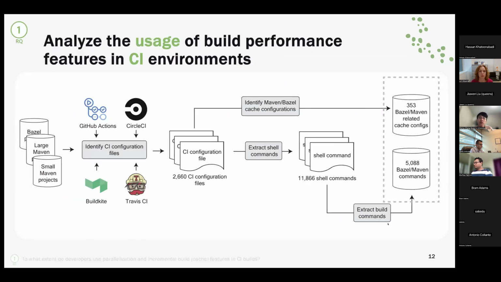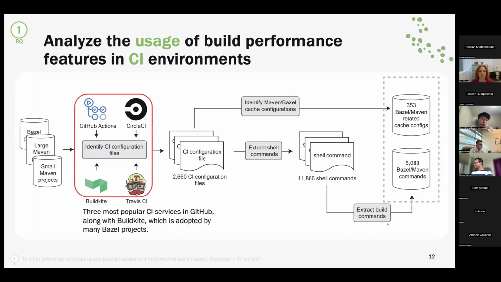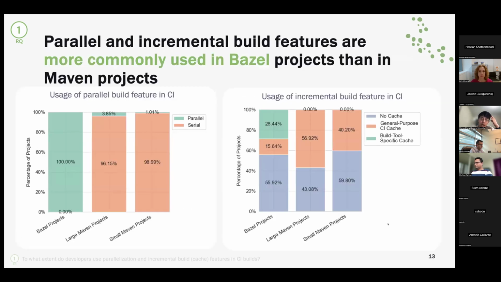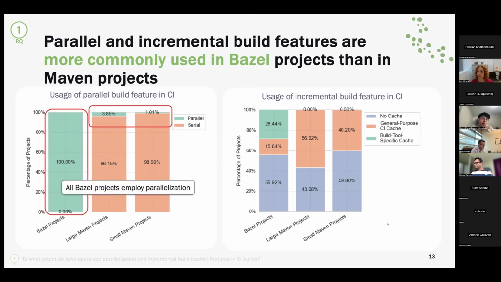In RQ1, we focus on the usage of build performance features in CI. Therefore, we analyze the 3 most popular CI services in GitHub, which are GitHub Actions, CircleCI, and Travis CI. In addition, we also analyze Buildkite, which is popular among Bazel projects. We identify CI configuration files from projects, and then extract cache-related configs and Bazel or Maven build commands. In RQ1, we found parallel and incremental build features are more commonly used in Bazel projects than in Maven projects. As shown in the figure, all Bazel projects employ parallelization, whereas only a few Maven projects did that.